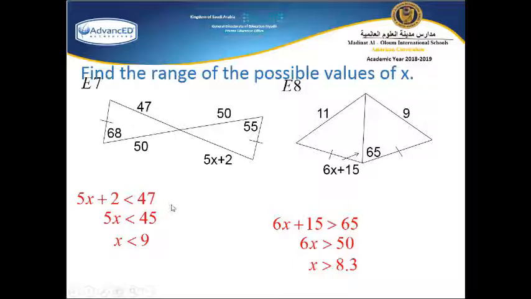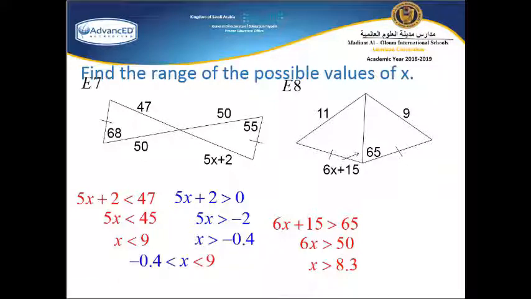In the first question, we didn't write the other inequality. Let's write it. Here we said this is less than 47. We got the first inequality, x less than 9. Then let's write the second inequality, more than 0. Then 5x plus 2 more than 0, then 5x more than negative 2, then x more than negative 0.4. Then the possible range of our variable x is more than negative 0.4 and less than 9.